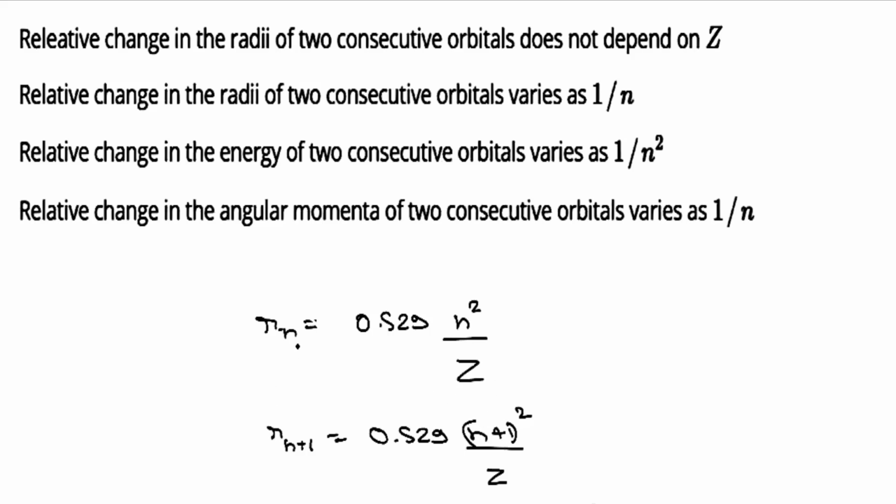So the change in the value of radius will only be attributed to the change in the value of n and not on the value of Z. So the first statement is a correct statement.